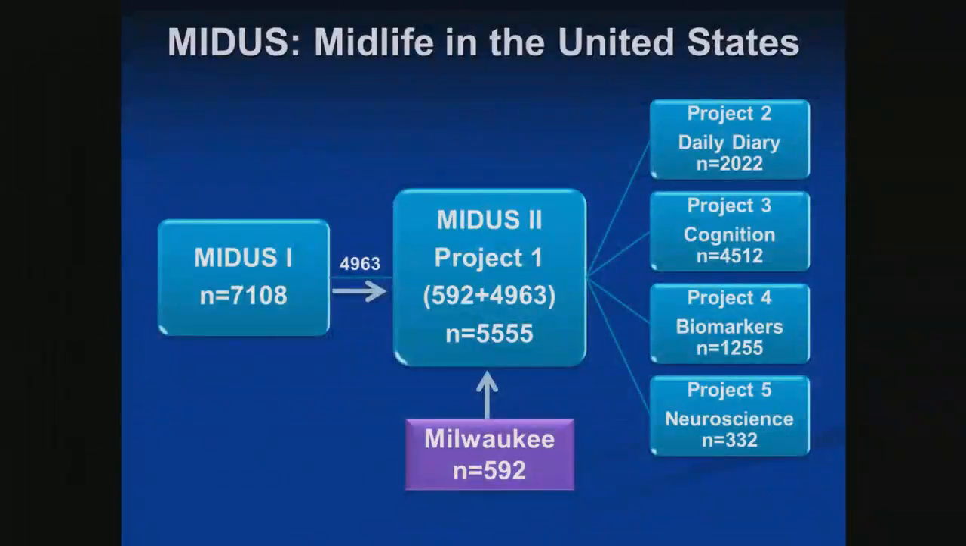So now you have this 5,555 in MIDAS 2, but remember the Milwaukee participants were just started here. So the MIDAS 1 questions were not all asked of Milwaukee. Some of them were, they just asked them 10 years later. So for example, childhood socioeconomic status, they were asked about, but at MIDAS 2. So I need to know all this because I need to know where to look for the data. They're all over the place, right?